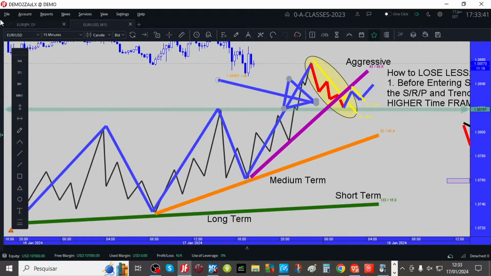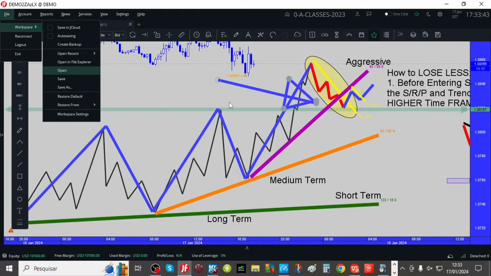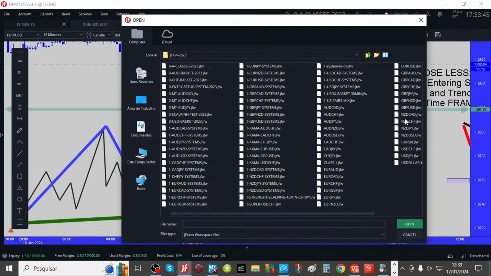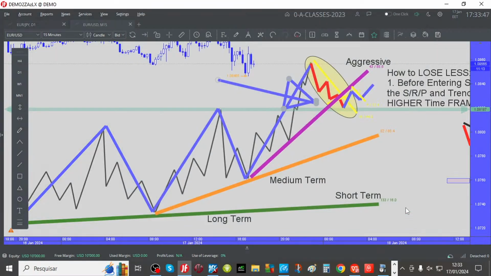Boss, show me a live chart. NZD CAD. Give me a second, everybody.